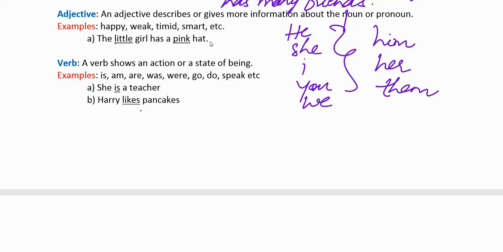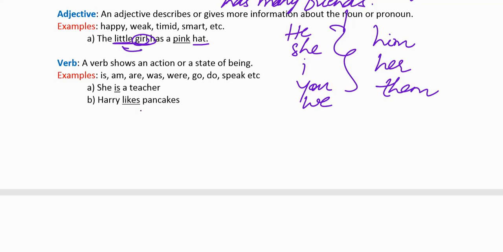In the sentence here, firstly you need to identify what the nouns in the sentence are. There are two nouns, girl and hat. What are the adjectives? Little and pink. The adjective little is describing the noun girl. So how young is the girl? She is little. The girl is little.